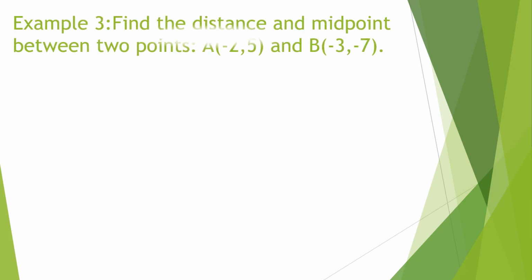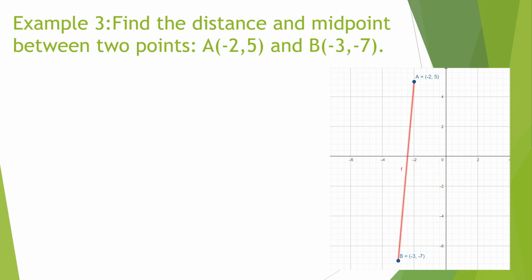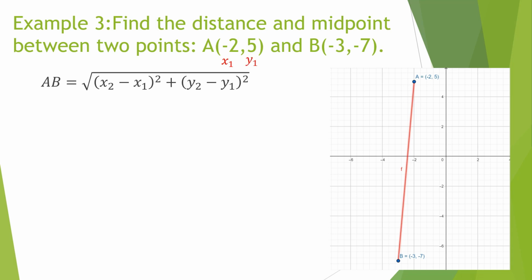So let's have example number 3. Find the distance and midpoint between two points, A negative 2, 5, and B negative 3, negative 7. So we have here the illustration. Let's solve first the distance between A and B. We will assign again x sub 1 and x sub 2. Here x sub 1 and y sub 1 are negative 2 and 5, and x sub 2 and y sub 2 are negative 3 and negative 7.